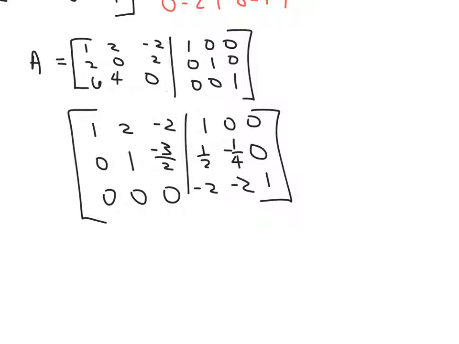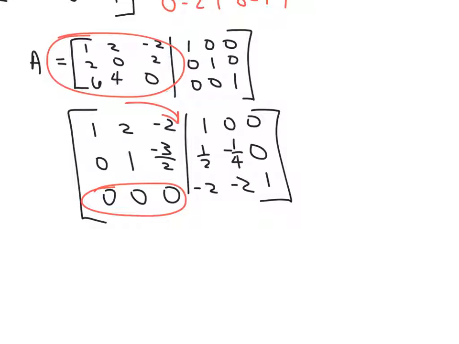Okay, and one of the things I mentioned earlier in the first video is if the left of the augment symbol there is all zeros, then the matrix A does not have an inverse. Okay, that's how you tell. You don't do anything with it, you just say, sorry, doesn't work.